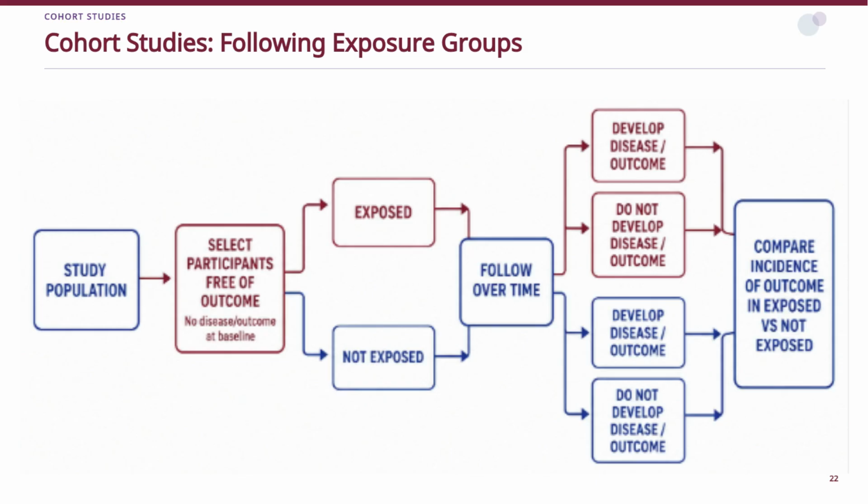Second, they follow both groups over time or reconstruct their follow-up using past records. Third, they measure new outcomes by identifying who develops the condition and who does not in each group. Finally, they calculate and compare the incidence of the condition in the exposed and non-exposed groups. This comparison helps determine whether the condition occurs more frequently in one exposure group than in the other.